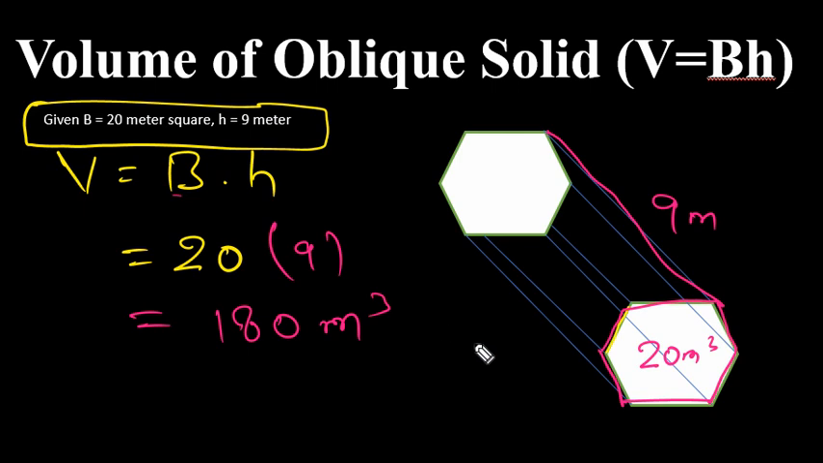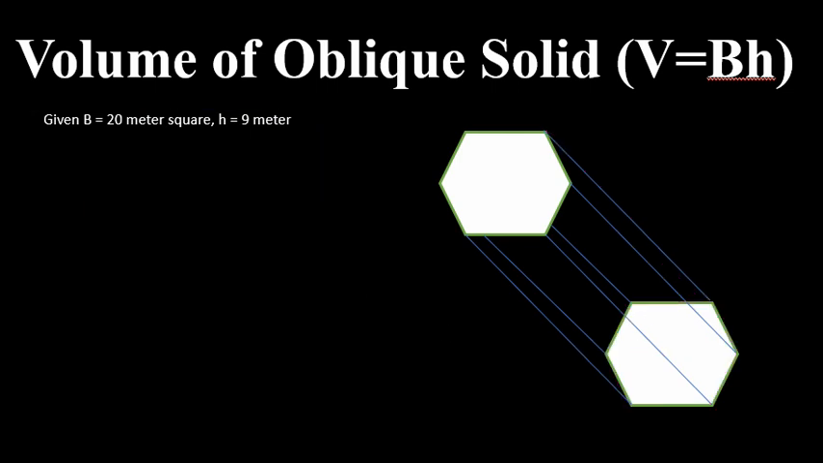Okay, now if you don't have the base area given, then how you will solve? Okay, so let's just change the question here. Now in this case, if the side is, let's say, 4 meter and the height is, let's say, 10 meter, how you will find the volume of this type of question? Okay, you will need apothem distance also. Okay, so how will you do that?